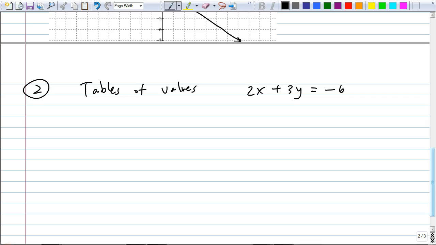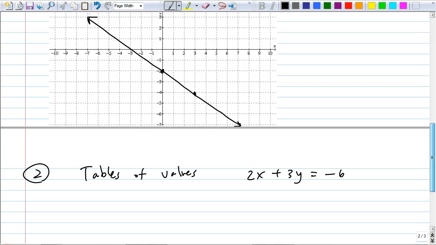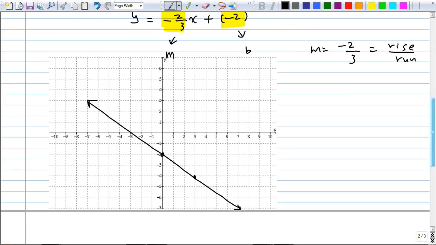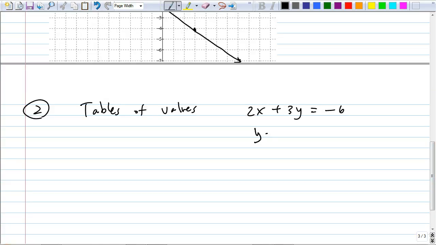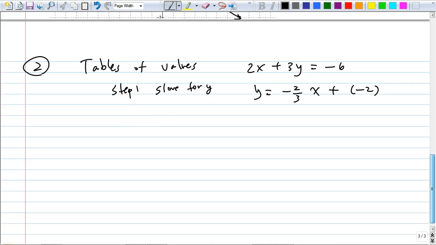And you guys remember what we got before? We don't have to do the same exact thing again, so we could go back and see what it was. It was y equals -2/3 x plus -2. So you do the same exact thing. Step 1, solve for y, just like the first method, slope-intercept form. So after we do this, we make a table.